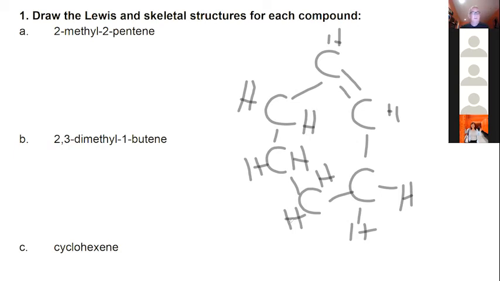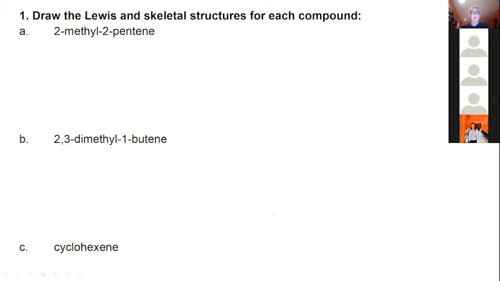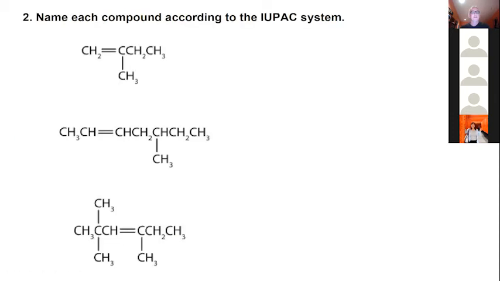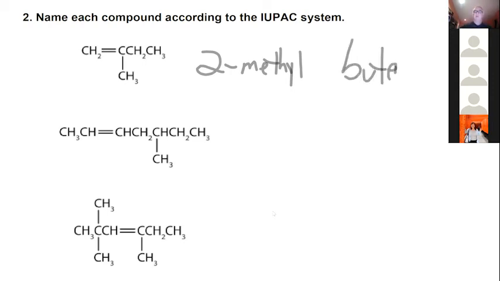And then, all right, so who wants to name some of these? What did we get as a name for the first one? Is it 2-methylbutene? You're right, so it is 2-methyl, butene, but you're missing a piece of information.